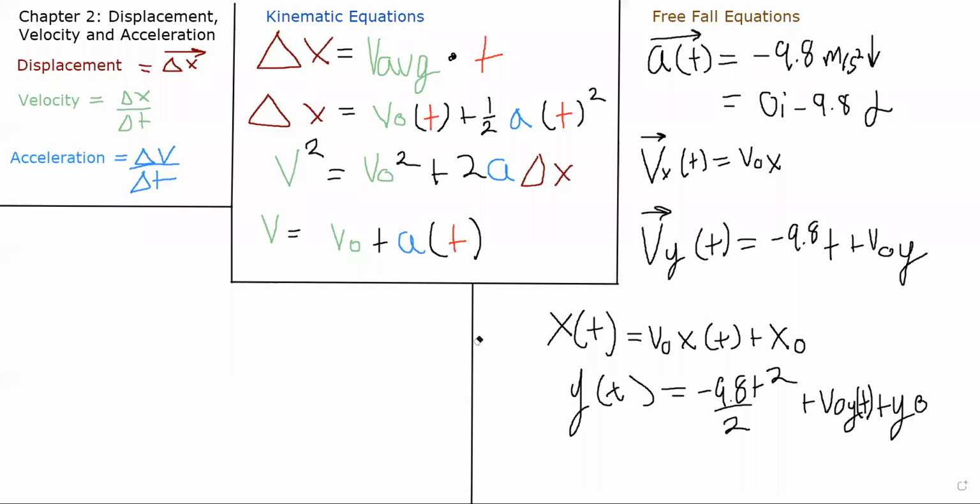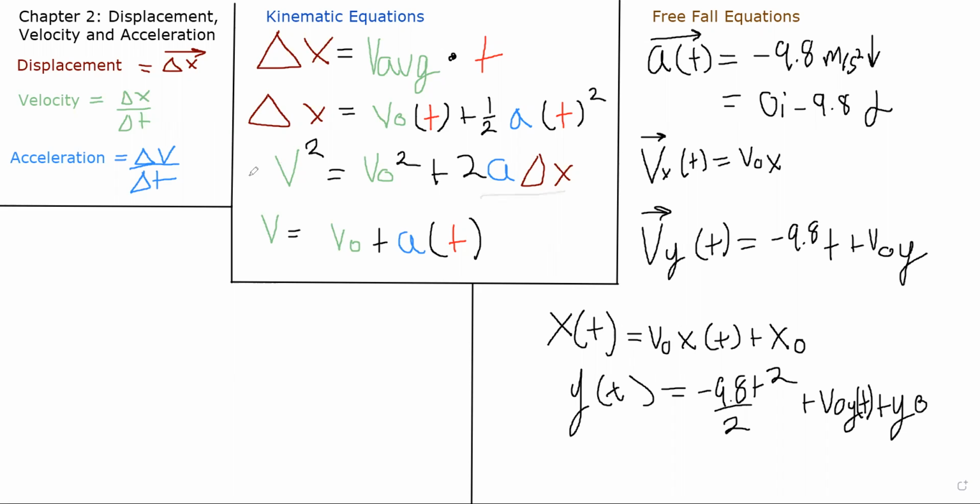Next, we have this one. This one's helpful when you're not given time. This is the only one of these equations that does not have the variable t. So essentially what this will help you out with is, let's say you're given your final velocity, your initial velocity, your acceleration and displacement. You can work it by taking your final velocity squared equaling your initial velocity plus 2 times your acceleration times your displacement.